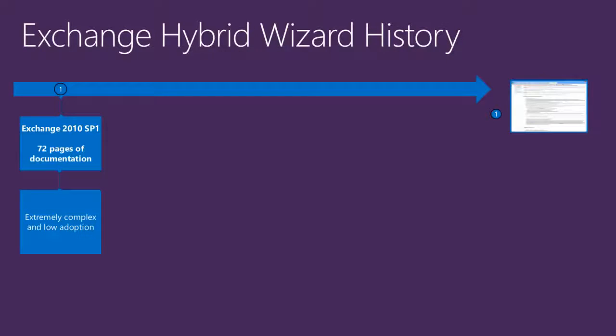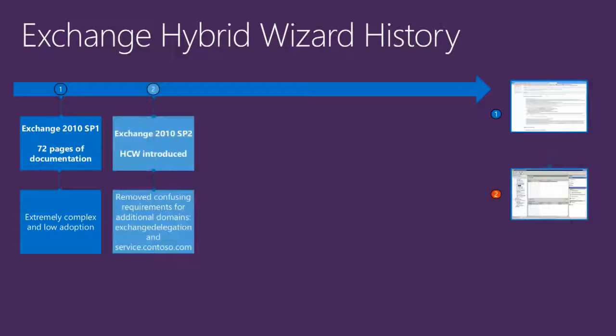Microsoft learned a great deal from that. And then along came Exchange 2010 Service Pack 2. And they had something called the Hybrid Configuration Wizard, which reduced those 72 pages to a bunch of pages and a wizard that you had to go through. Was it great? No. Was it good? Yes. Much better than what it was before? Absolutely. Could it be better?